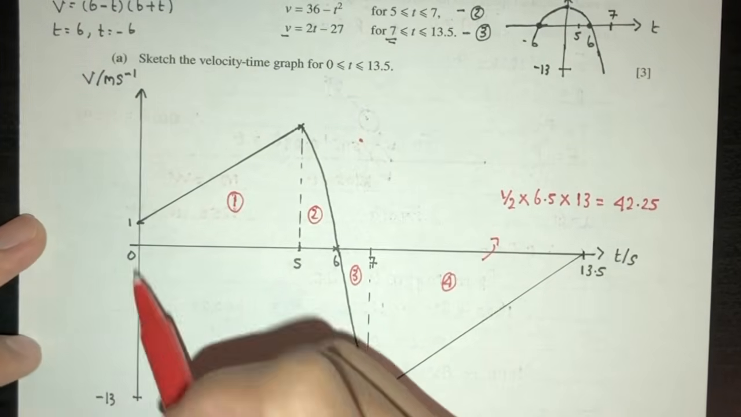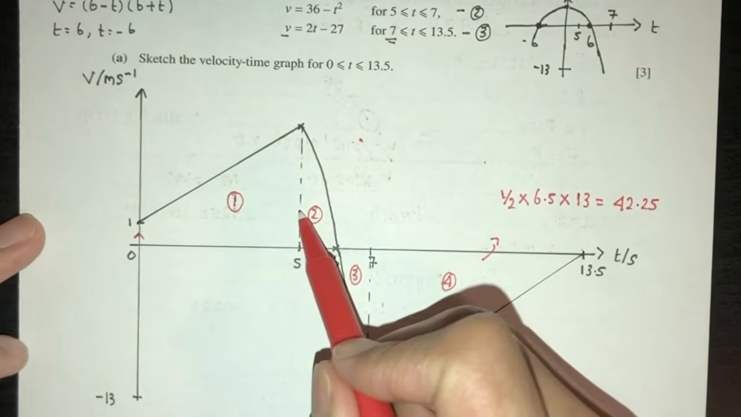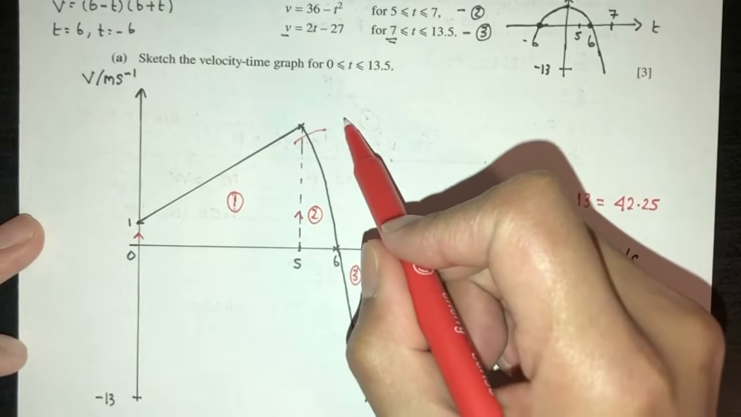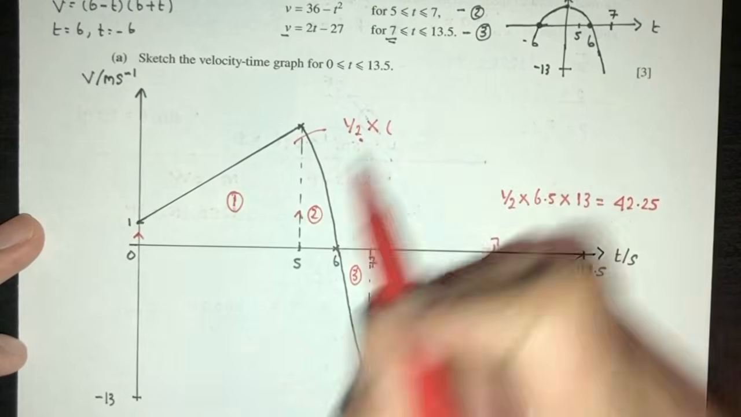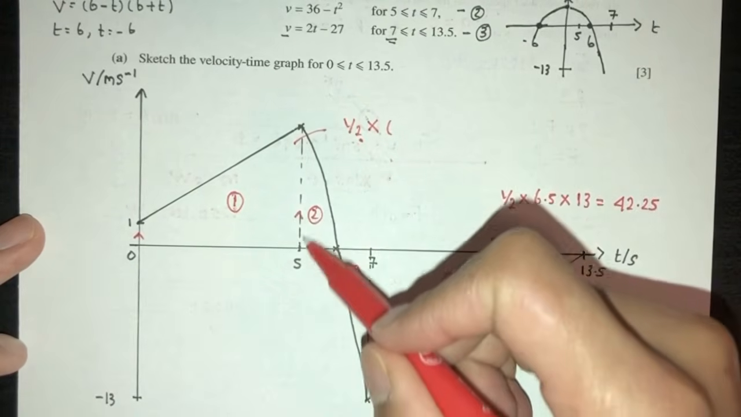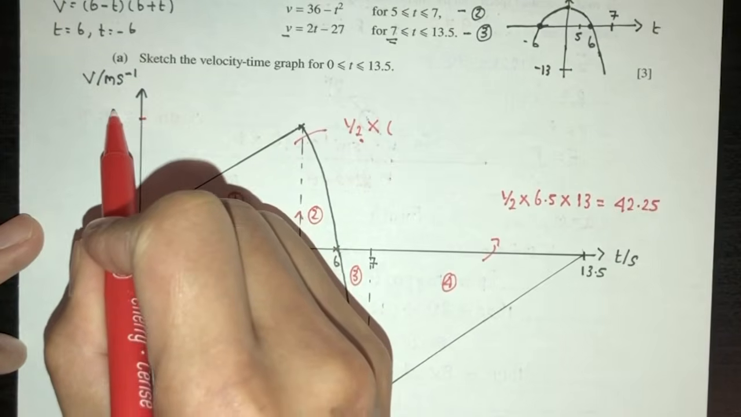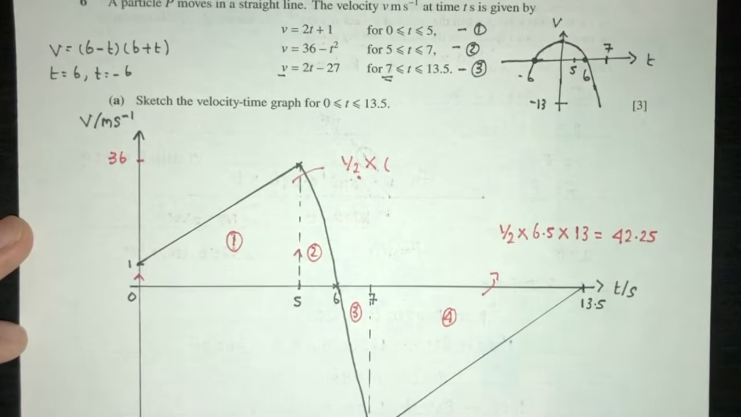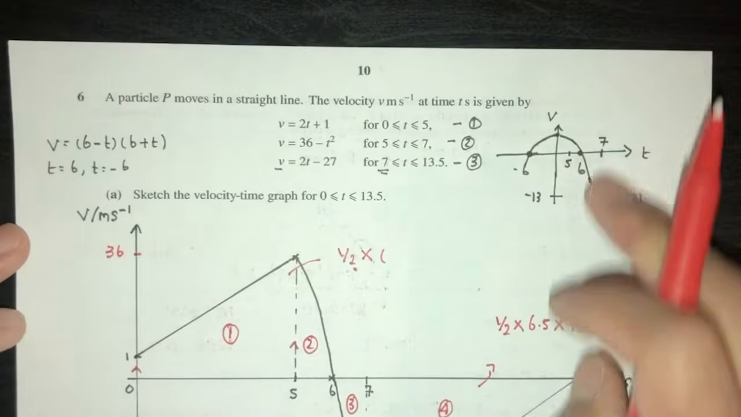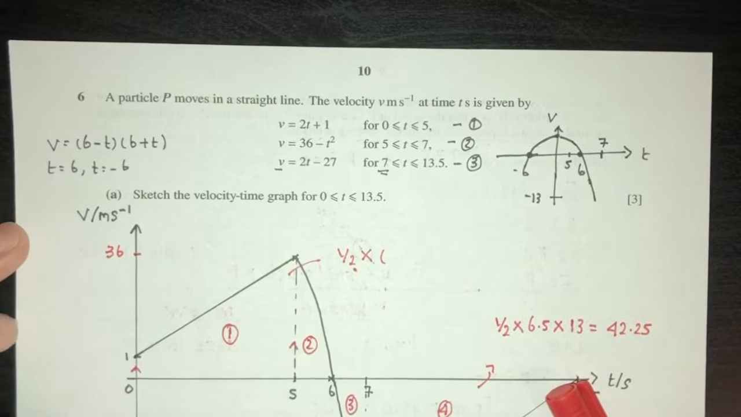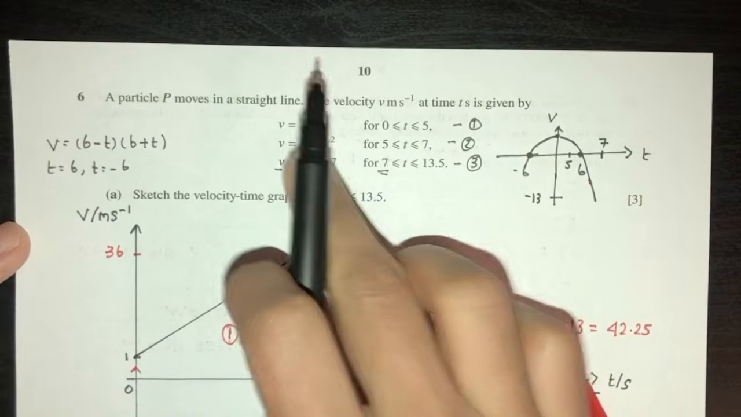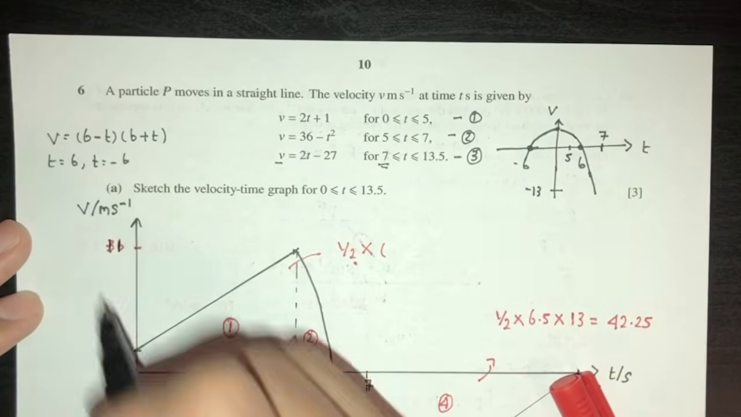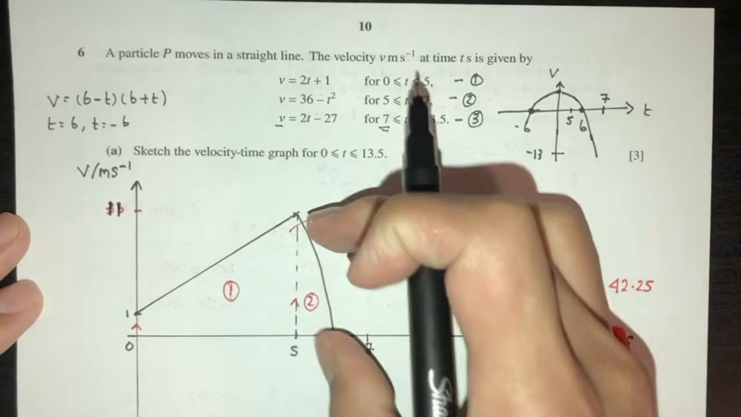Now we can find the area of 1, because 1 is a trapezium. These two sides are parallel and they have a distance in between. So the area of a trapezium will be half times the sum of parallel sides. This is what? This is the value of 36? Let me check. I think it's not 36, because 36 is the curve. This one should be 11, because we replace the value here, 2 times t plus 1. This is 11, not 36.